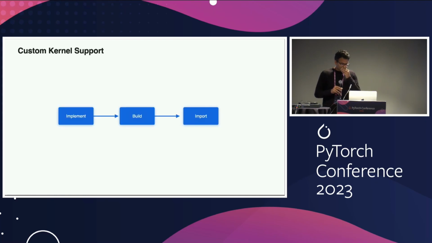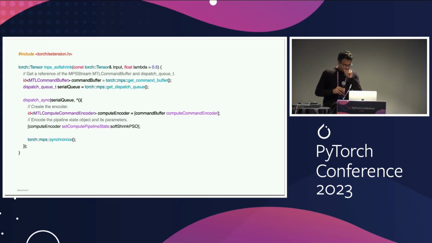Now, there are 3 steps to write a custom operation. You first implement the operation in Objective-C and Metal. You create the Python bindings and build your extension. And finally, after your extension is built, you can import that operation into your application and begin using it. So let's start with the operation implementation. There's a lot of code, but I'll go over it from the top.